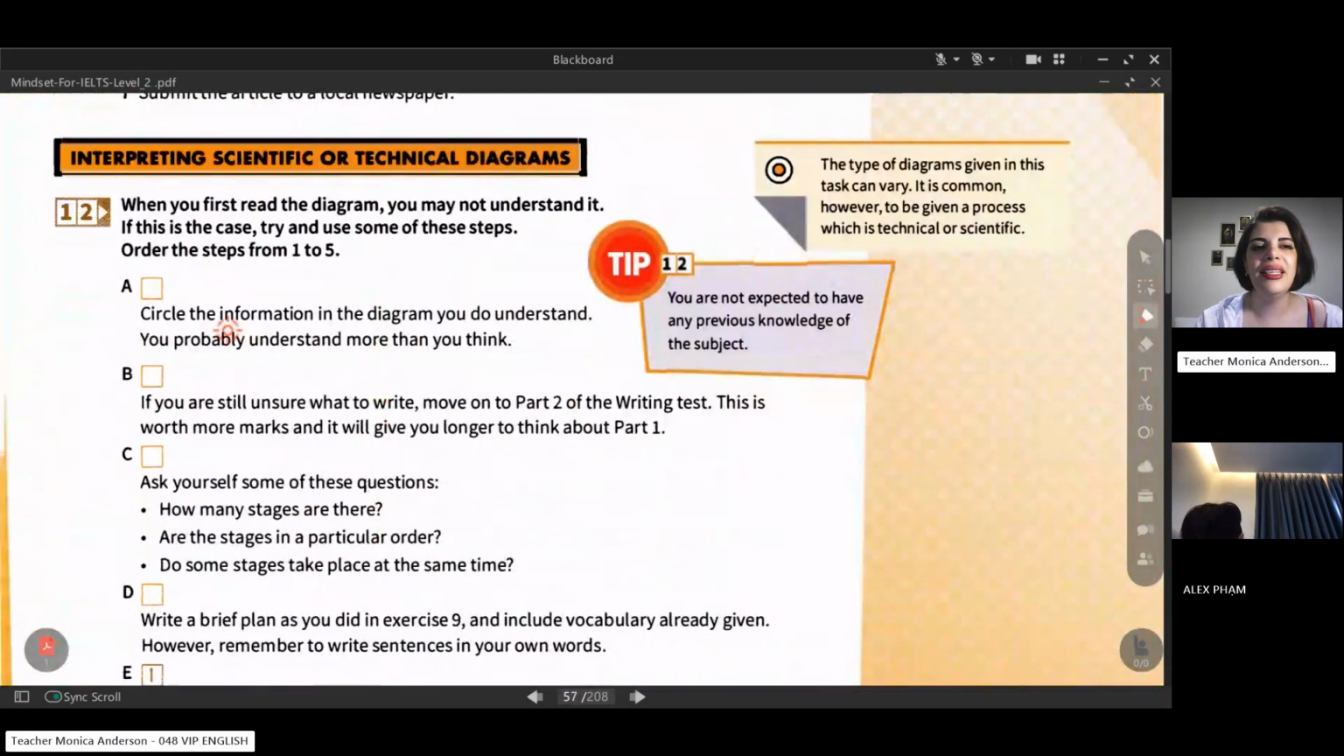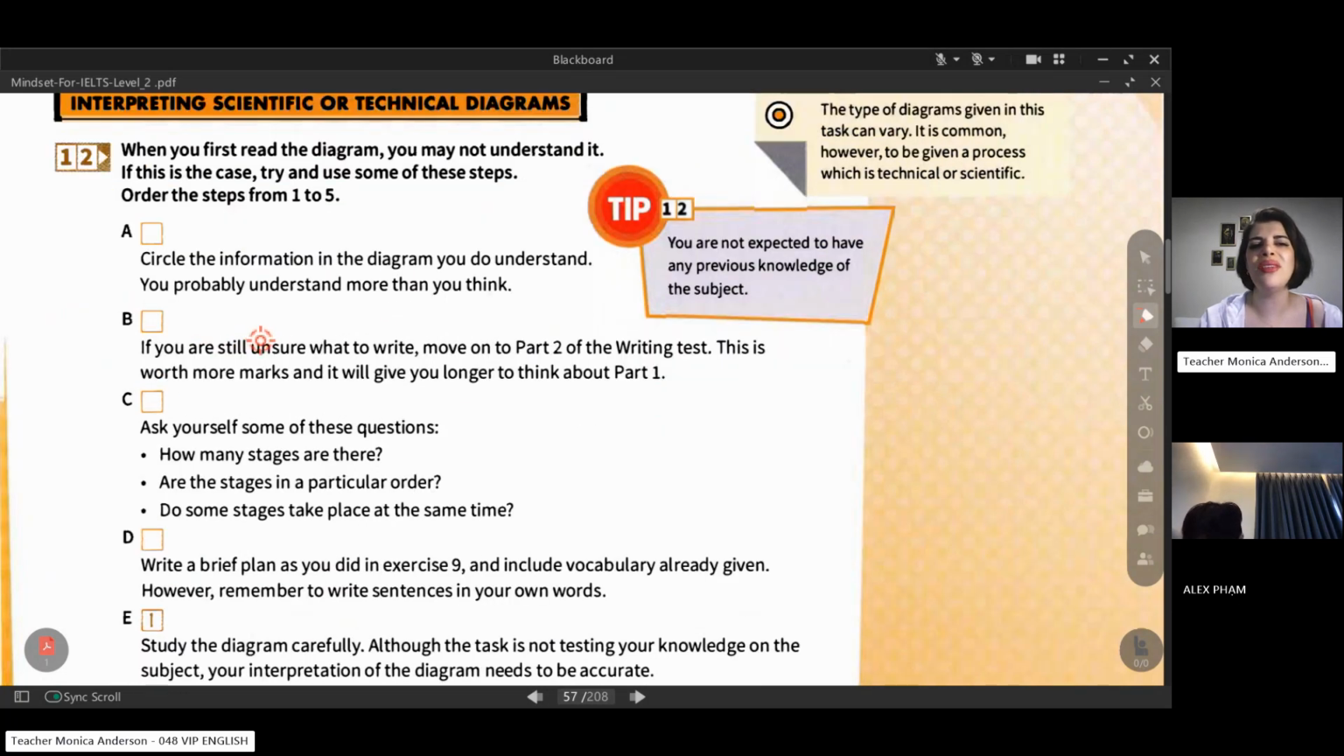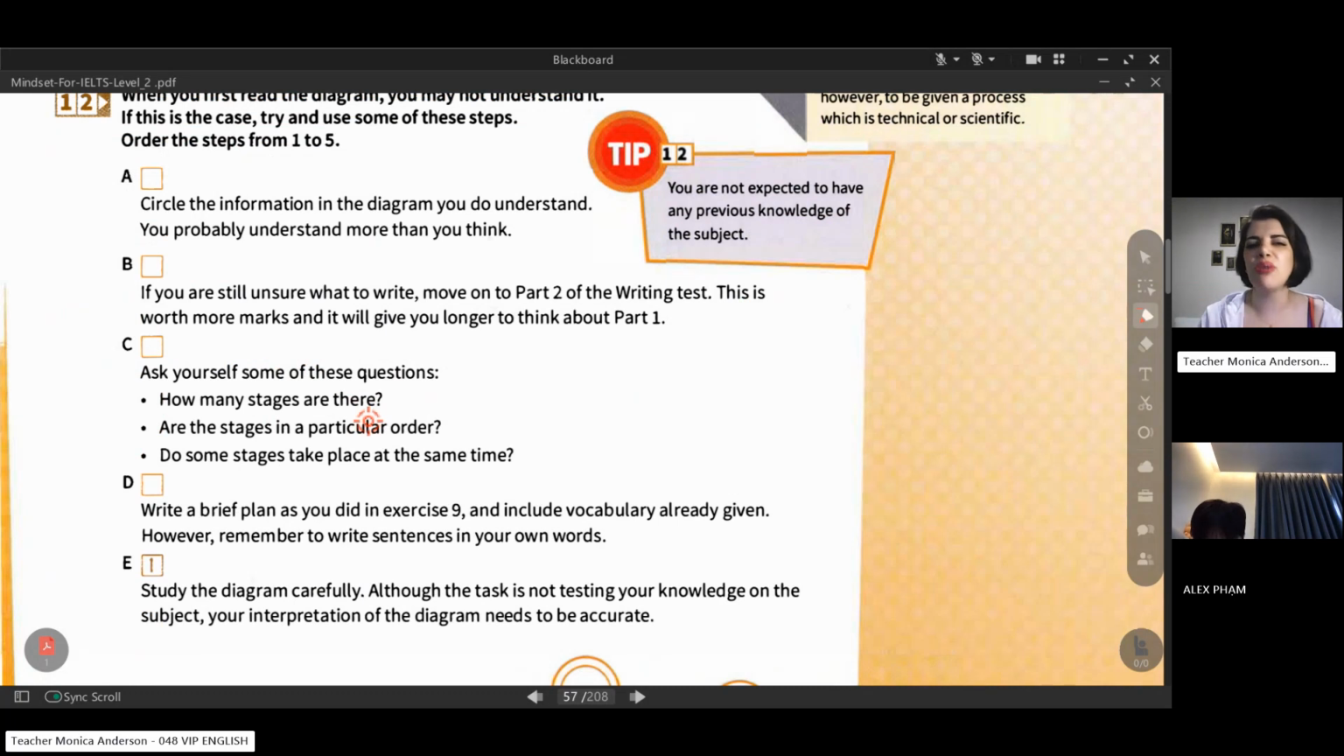And now here, when you first read the diagram, you may not understand it. Of course, it's normal. In this case, maybe try to use some of the step order. That's really easy, let me explain this part. You read the diagram and think, wow, what is it? I can't understand. So what you need to do, maybe it helps you understand it better.